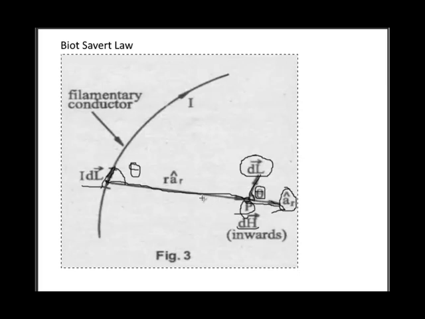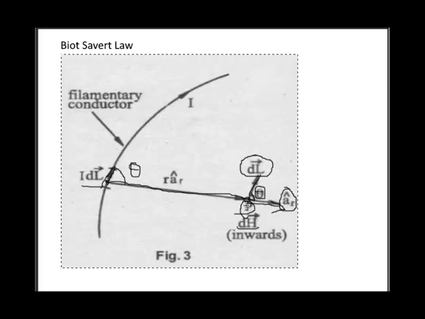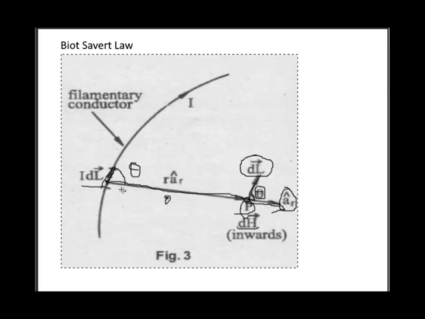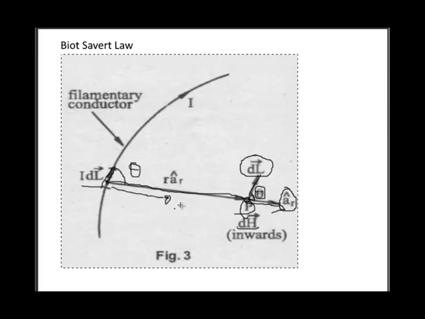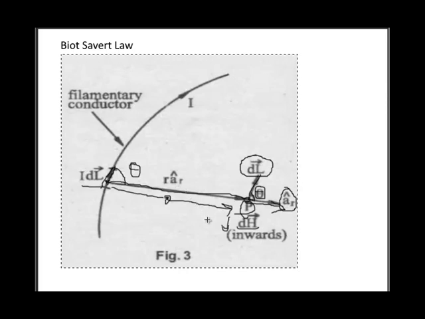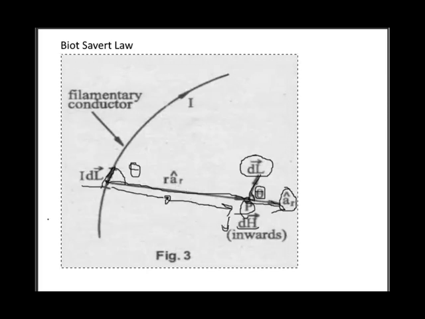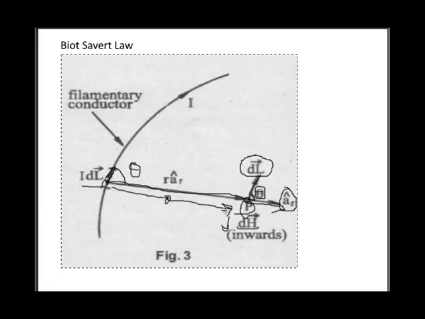So the value of dH depends on various parameters. If you take the point here, the distance will be less, so the value of dH will be large. If you increase the distance, the dH value will be less. It means that dH is inversely proportional to distance. The radial distance is r, so dH is inversely proportional to the square of the radial distance.